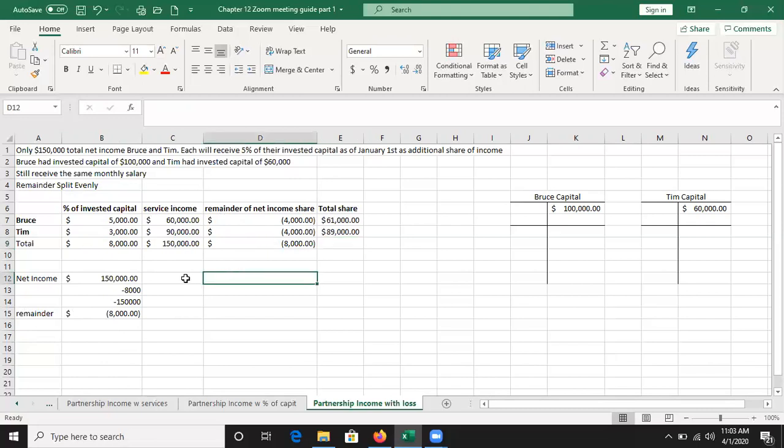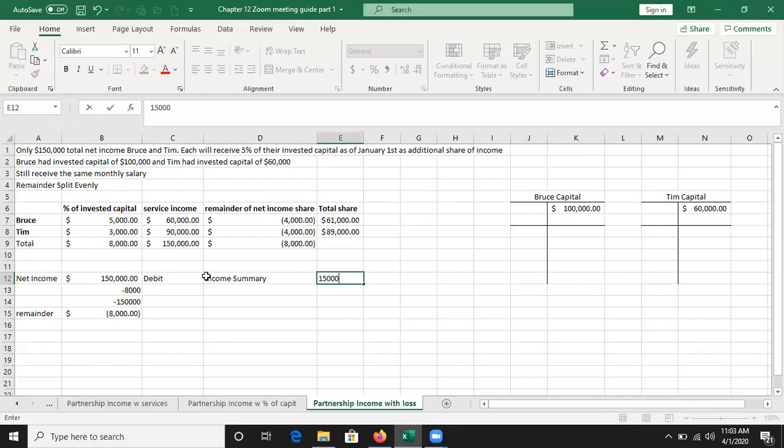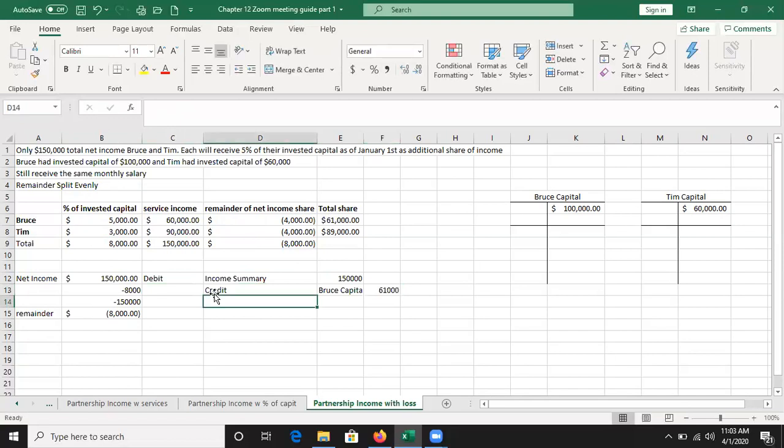So now our journal entry, that's not going to change. We're going to debit income summary, the full, now it's 150,000 because remember we changed it up here, and we're going to credit Bruce capital 61,000, and we're going to credit Tim capital the 89,000. Okay.